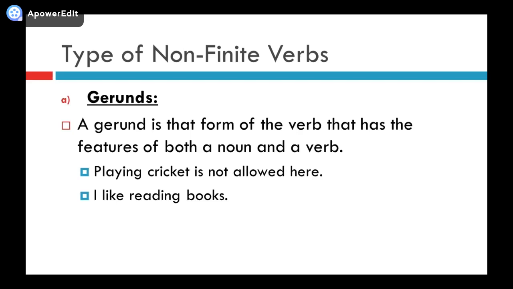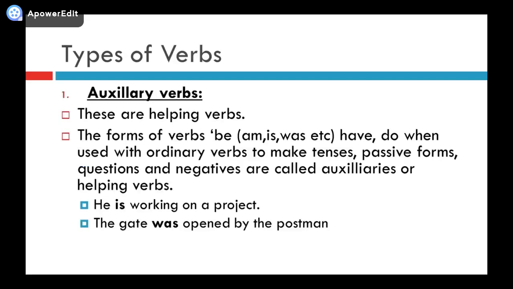Playing cricket is not allowed here. So playing, to play is your verb, but ing is there. Playing cricket is not allowed here. So it is doing the function of both. It is doing the function of a noun also and a verb also. I like reading books. Reading, right? So reading is your gerund in this sentence. Understanding? Okay.